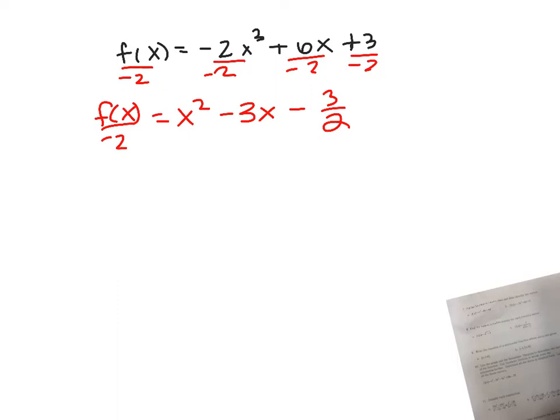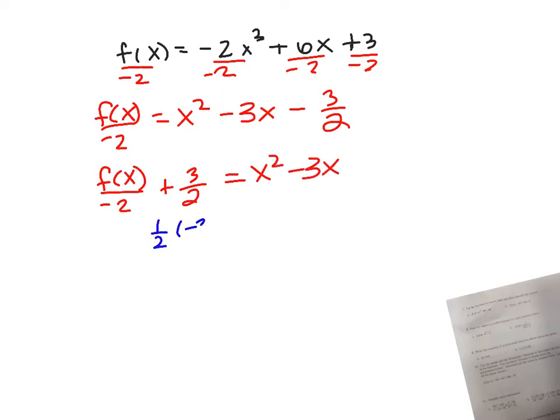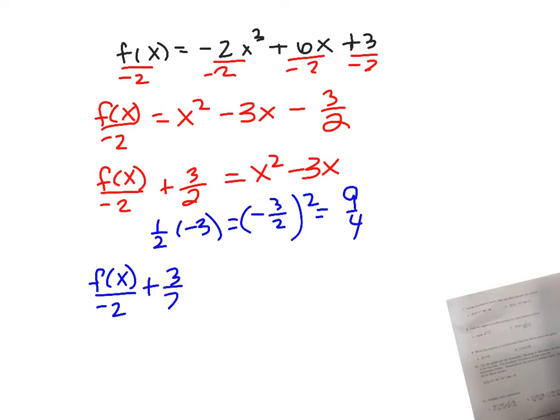Now I'm going to move the constant over, so I'm going to add 3 over 2 to both sides. So it's f of x over negative 2 plus 3 over 2 equals x squared minus 3x. Half of negative 3 is negative 3 over 2, squared is 9 over 4. Add that to both sides. F of x over negative 2 plus 3 over 2 plus 9 fourths equals x squared minus 3x plus 9 fourths.